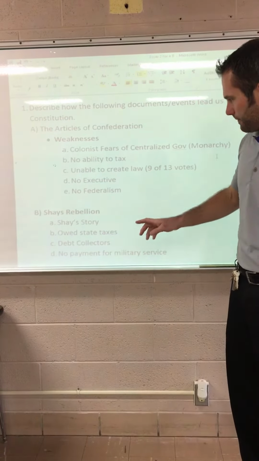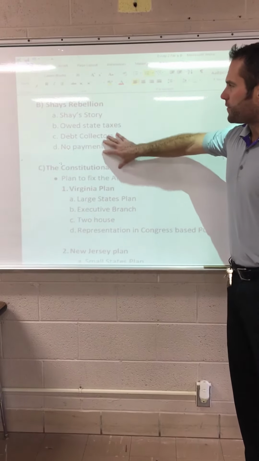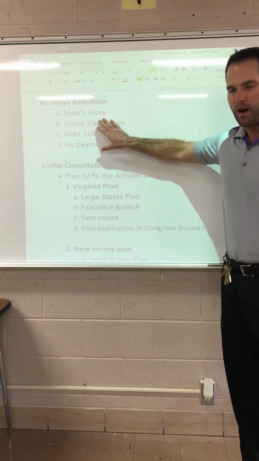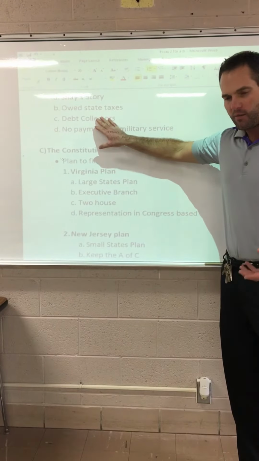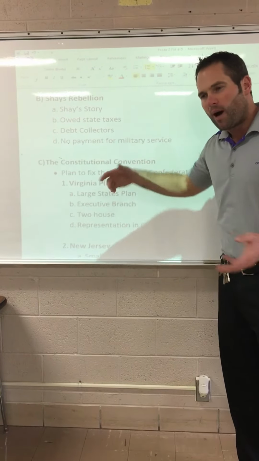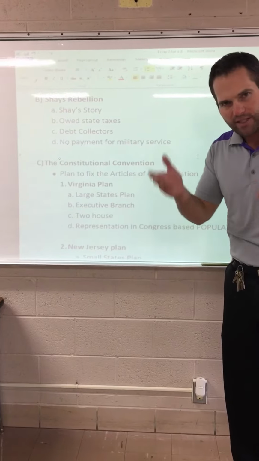Second paragraph. You're going to talk about Shays' Rebellion. First thing you're talking about is Shays' story. All of you had a pretty good idea of Shays' story from our skits. Daniel Shays comes home from war. He expects payment for military service. It doesn't come. Why doesn't it come? Because the Articles of Confederation have no tax system.